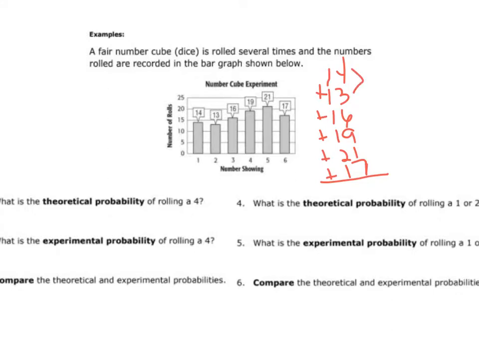Okay, so 4 plus 3 is 7. 7 plus 6 is 13. 13 plus 9 is 22. 22 plus 1 is 23, and 23 plus 7 is 30. So now 3, 4, 5, 6, 7, 8, 9, 10. So that means they actually rolled the dice 100 times. So it's 100 trials.